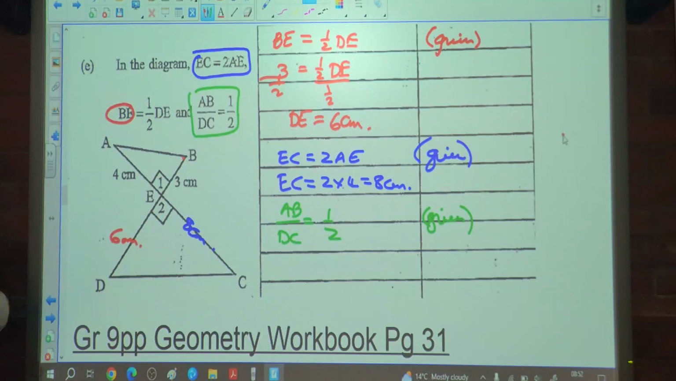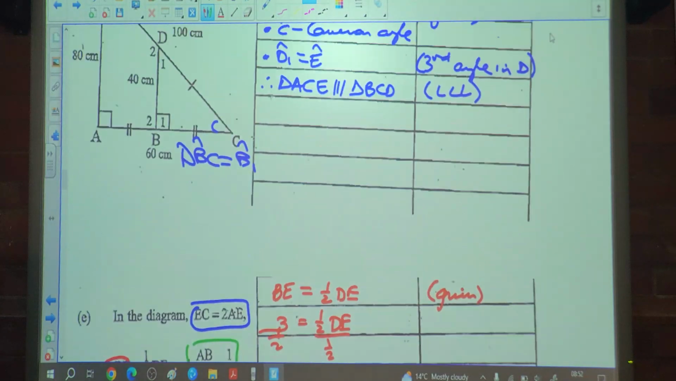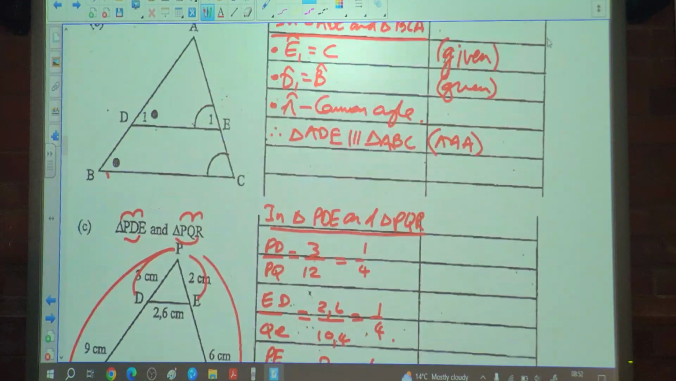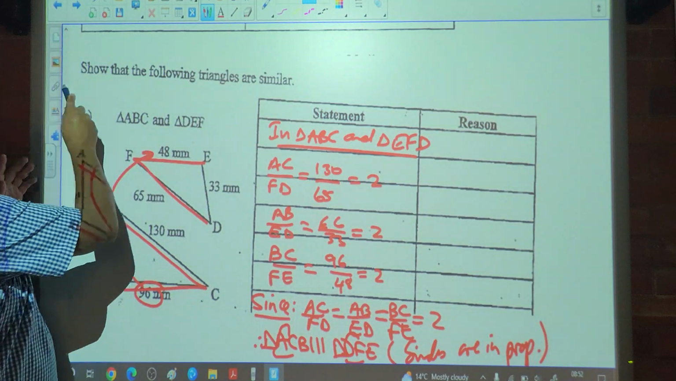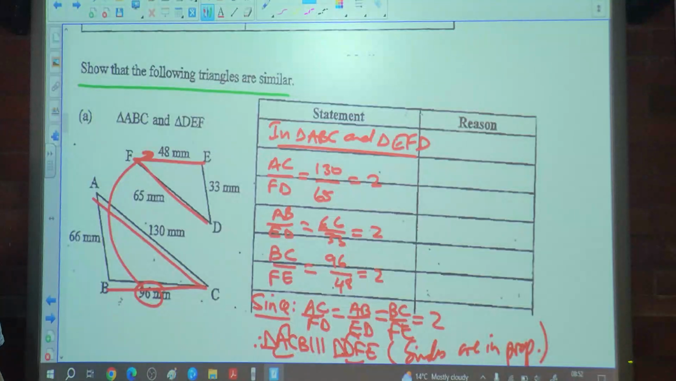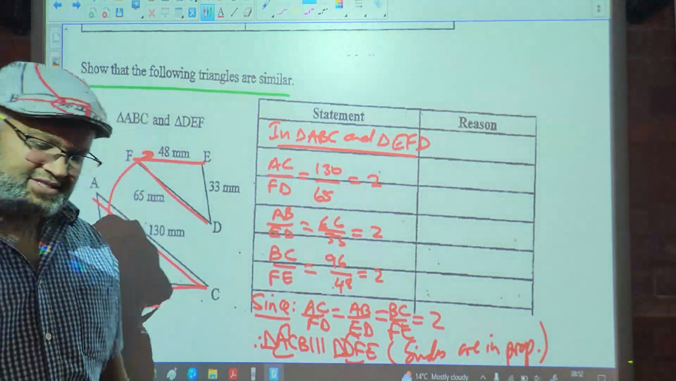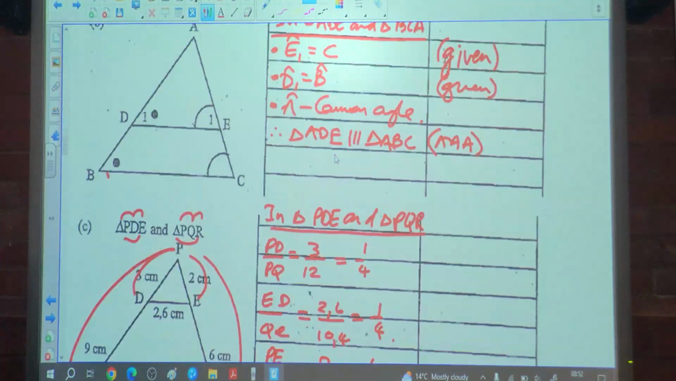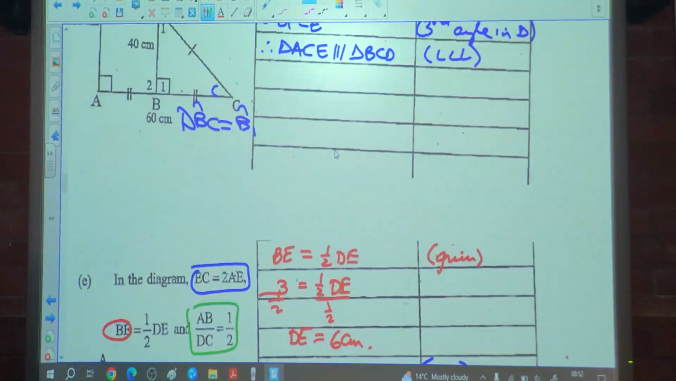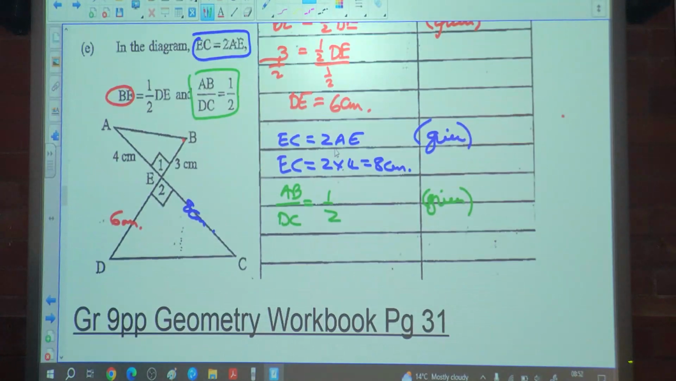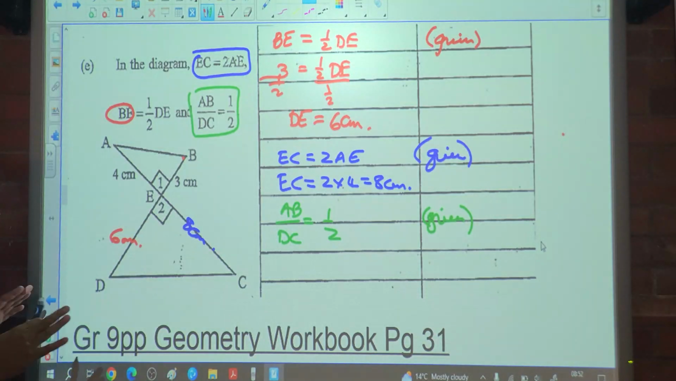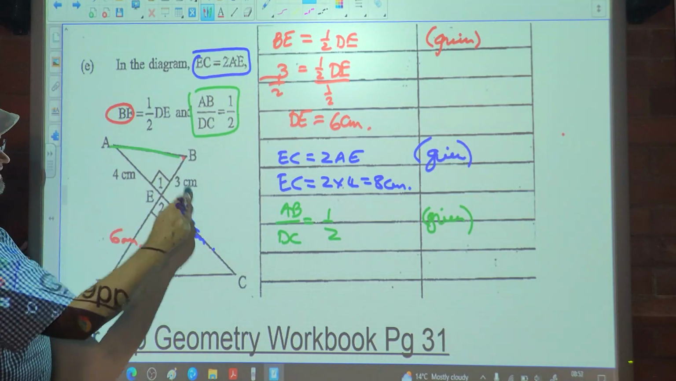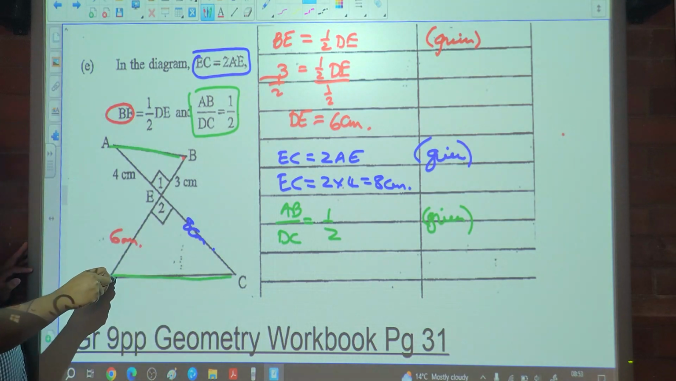What was the question? Coming back here, for those of you who don't know, the question was, show that the following triangles are similar. So how do we prove similarity? One of two cases: we prove that the triangles are equiangular, or we prove that the sides are in proportion. So already we know that we got that ratio.